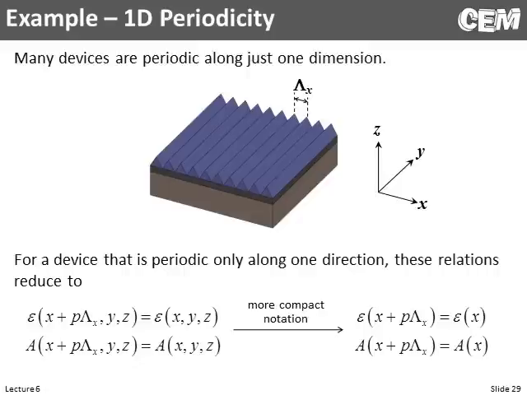So many devices are periodic just in a single direction. So here's mathematically how we would write that. Here's our dielectric constant as a function of x, y, and z. But in this case, we're just going to add an integer multiple of the period in the x direction. And likewise, we can do the same thing with the amplitude term of the electric field. Or in shorthand, since nothing interesting is happening with y and z, we can just write our periodicity conditions for one-dimensional periodicity this way, where we're just adding an integer combination of the period in x.